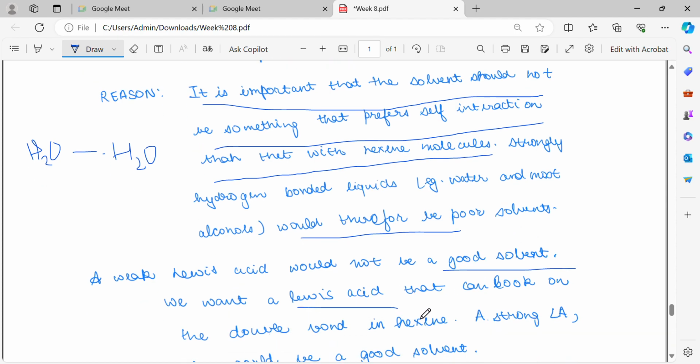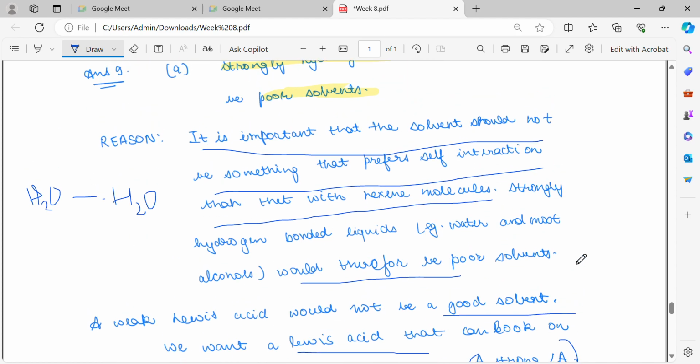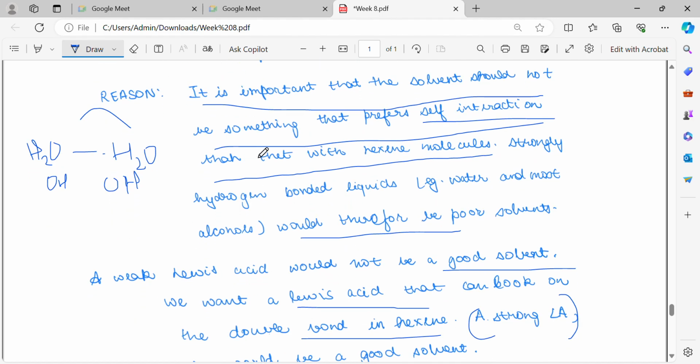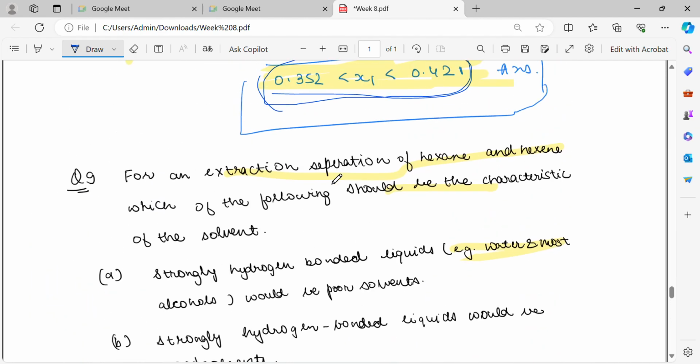We want a Lewis acid that can look for the double bonds in hexene. A strong Lewis acid will be a good solvent, because a weak Lewis acid will not be. Water or alcohols like methanol and ethanol will have their own self-interaction, whereas we want the solvent to mix with hexene.